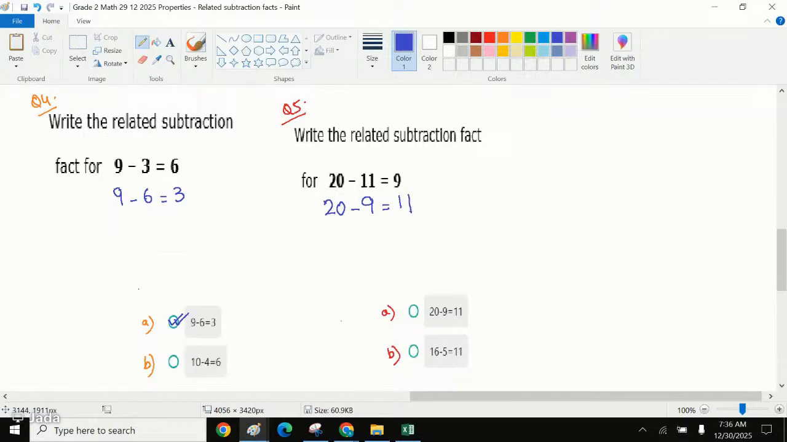So which option? Option A or option B? We have two options for the answer, right? May, which option? A or B? Yes, thank you, Michael. Option A would be correct. Thank you, May and Michael as well.